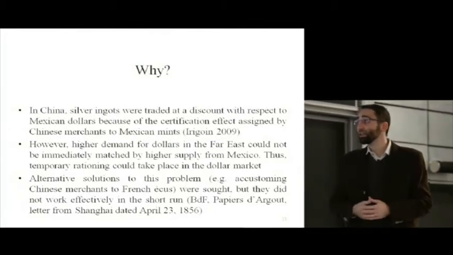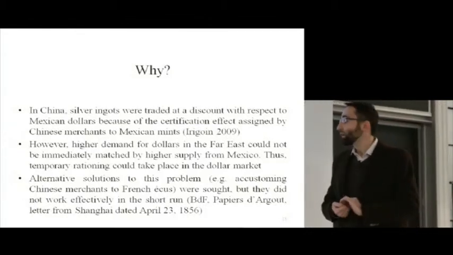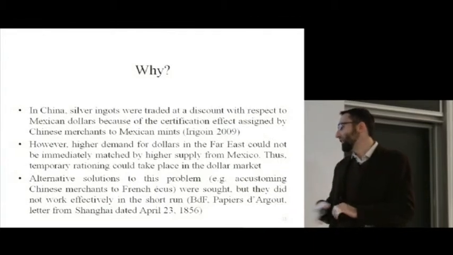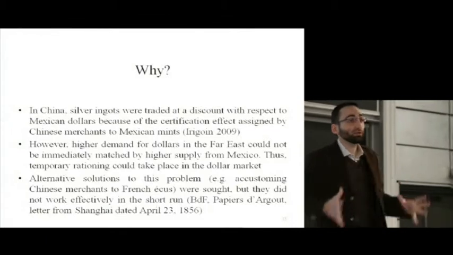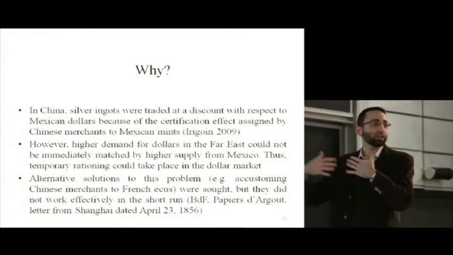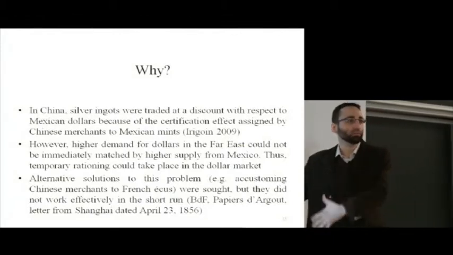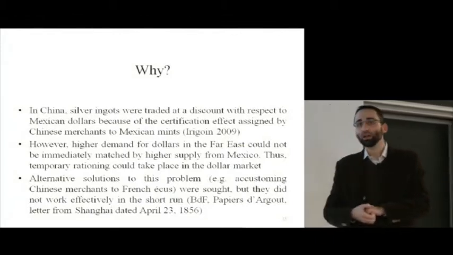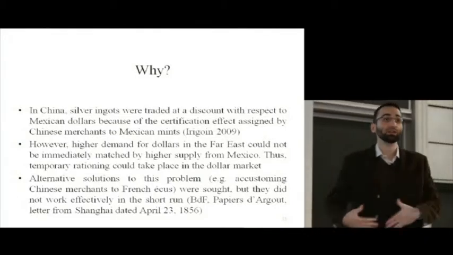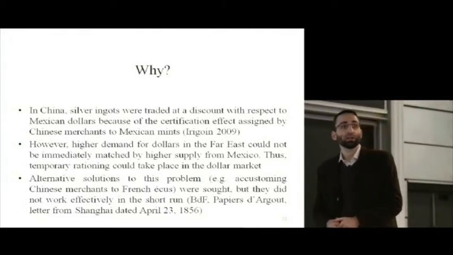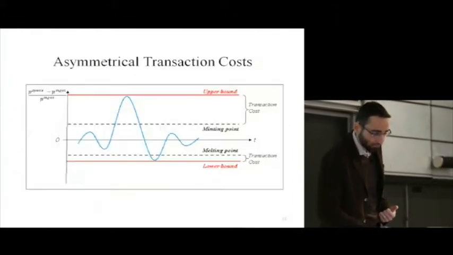And this is a very big problem for people involved in the trade with the Far East in the 1860s. And you also see that people try to find alternative solutions. They try to accustom Chinese merchants to other silver pieces, like for example the French écu, but they really don't manage to find a real substitute, because there's a long tradition for the circulation of this coin in China.